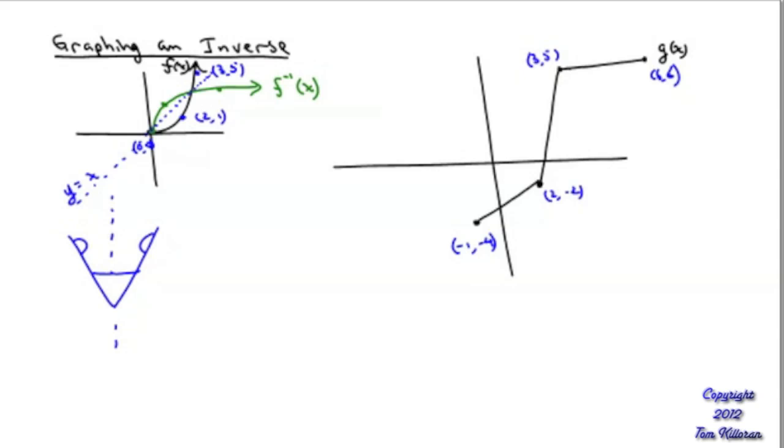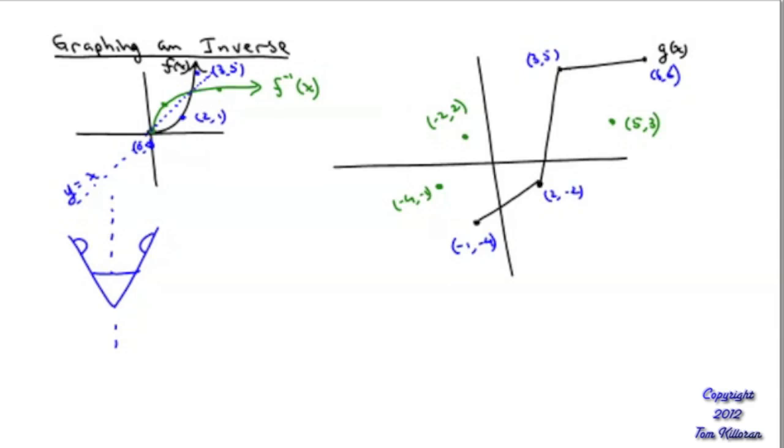Alright, and now I want to find an inverse. So what do I plot? I take -1, -4 and make it -4, -1, which is someplace right about here. So this would be -4, -1. 2, -2 becomes -2, 2, it's someplace up here. This 3, 5 becomes 5, 3, it's someplace over here.